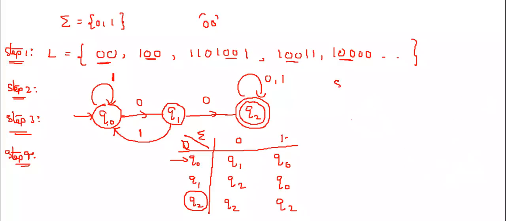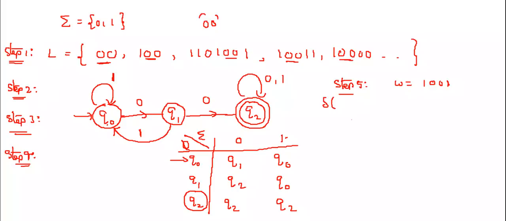In step 5, let us take a string W equal to 1, 0, 0, 1. So clearly it is an acceptable string. Why? Because the substring 0, 0 is there. But we have to prove it.